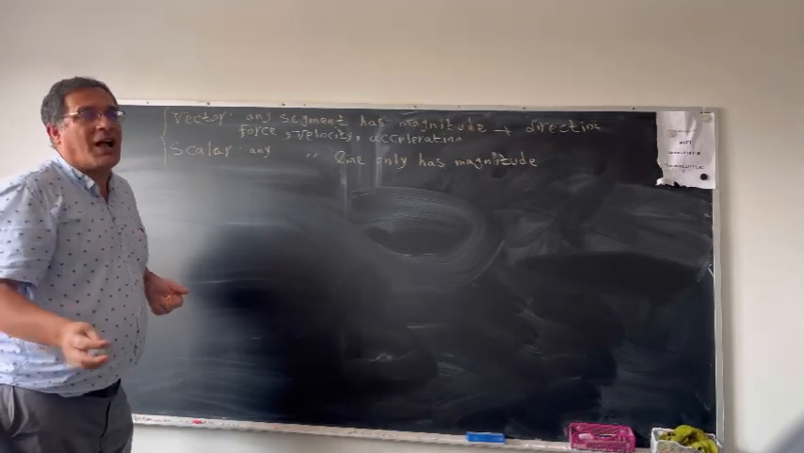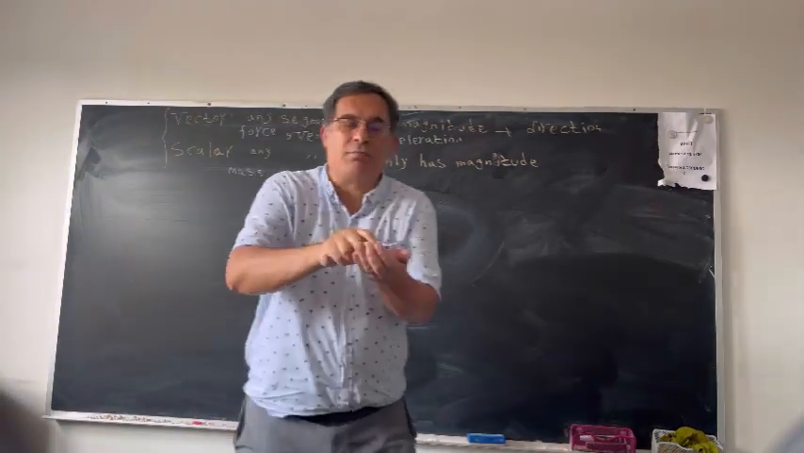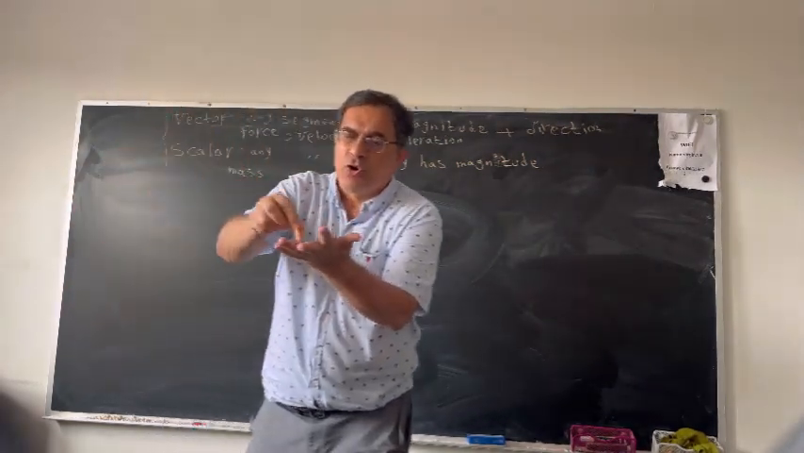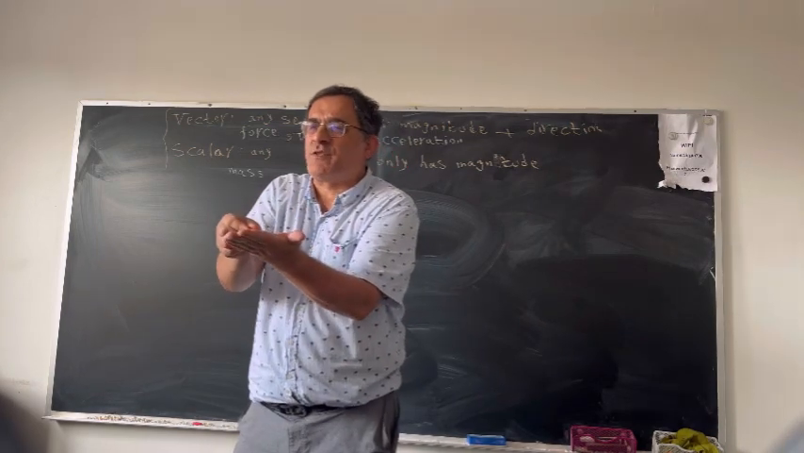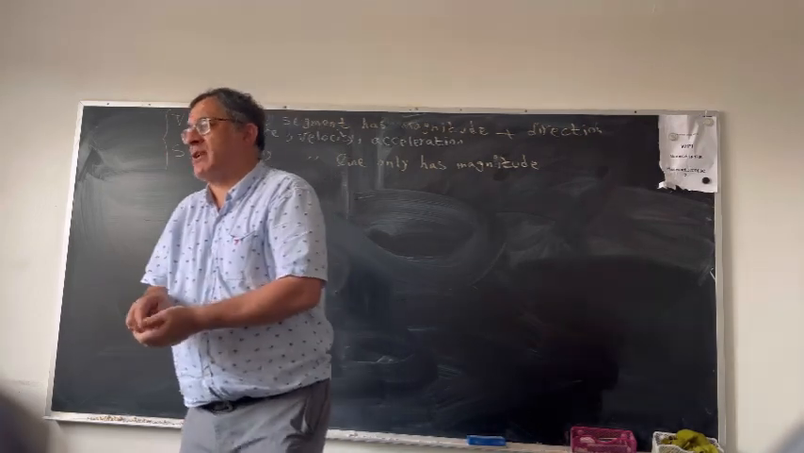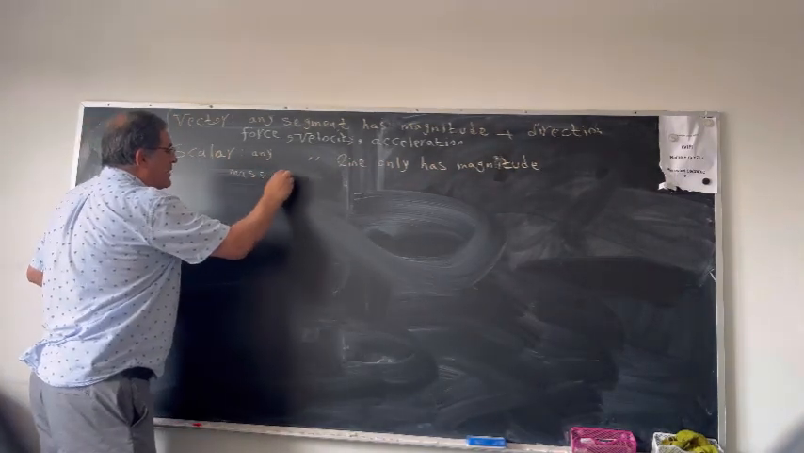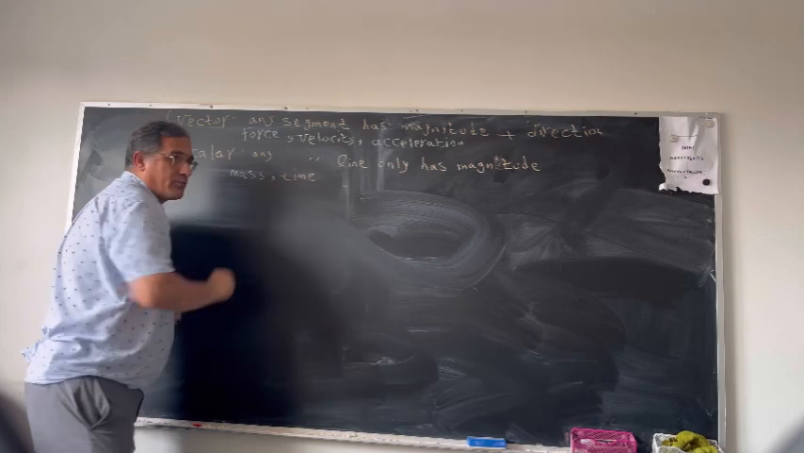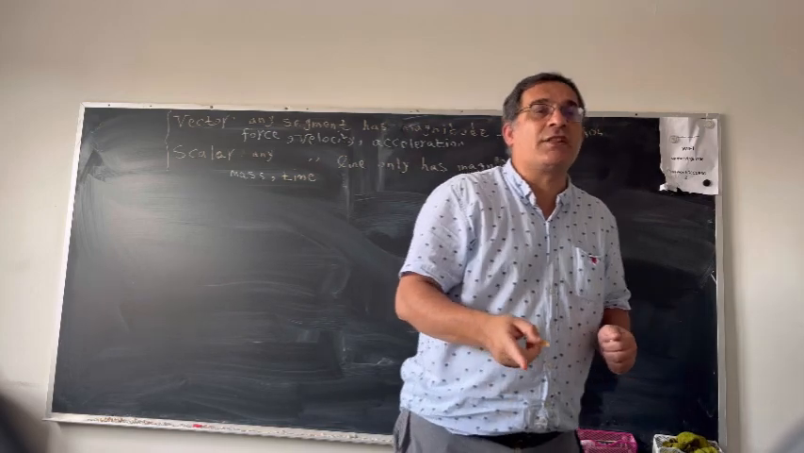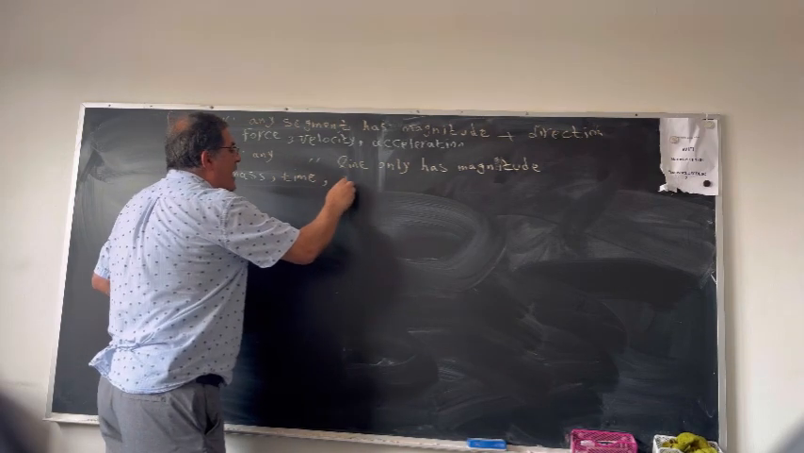A scalar such as mass. Here, you want to measure the mass of your object. So you put here 5 gram, or you put that way 5 gram, or this way 5 gram. Only magnitude is important. Direction is not important. Another scalar is time. Time always is positive, not negative. So magnitude is important.